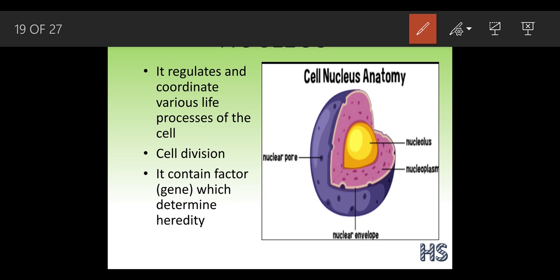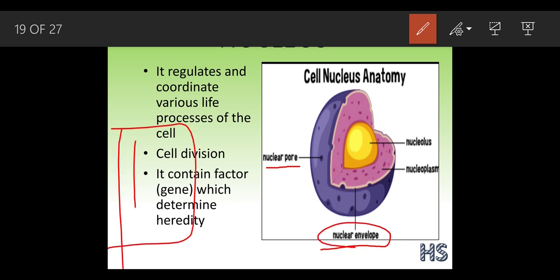See, there are small pores, they are called nuclear pores. A pore means the hole we can see here. This is the nuclear envelope. The nuclear envelope means nuclear membrane only. Just as we have a cell membrane, the same way we have a nuclear membrane, which is called the nuclear envelope.